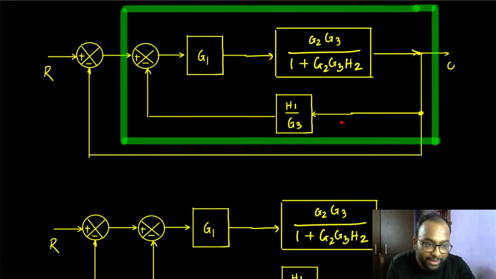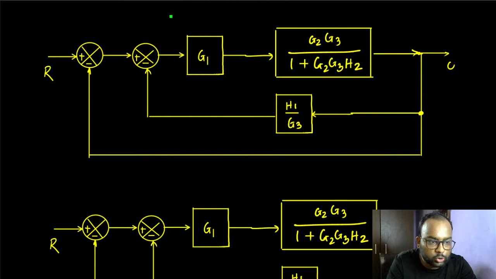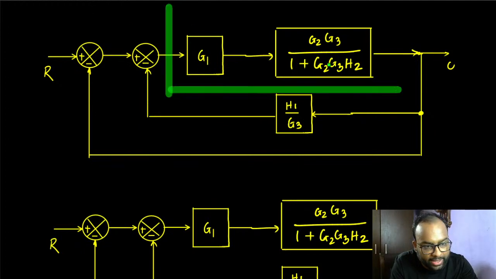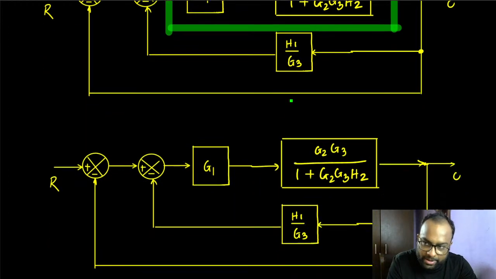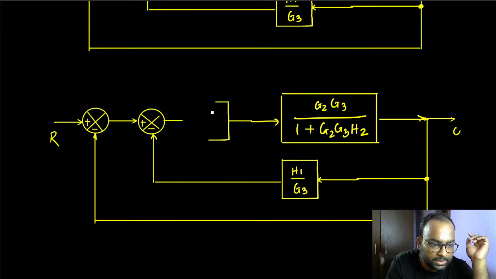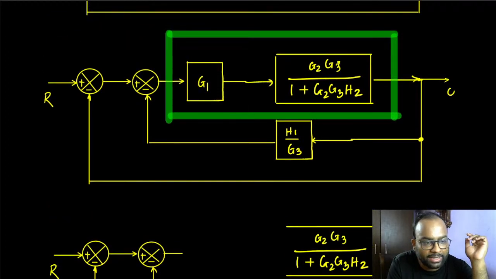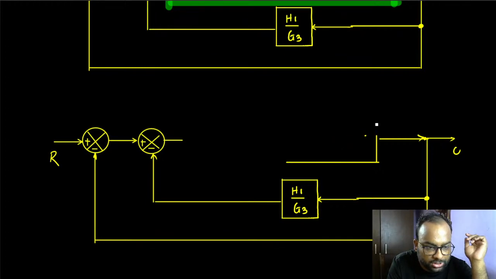But before we can do that, we have to notice one more important thing, that these two are in cascade. So let's do that first. Okay, these two are in cascade. Let's do that first. So get rid of these. And of course, cascading means this transfer function will multiply with this transfer function and result in the product of those two transfer functions. So let me just draw this in a good way.